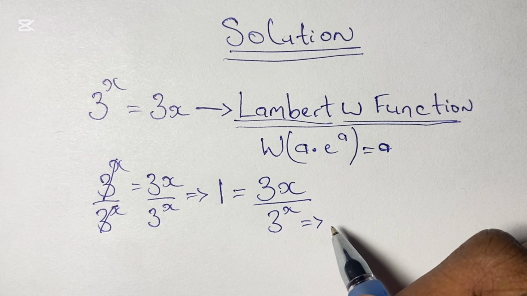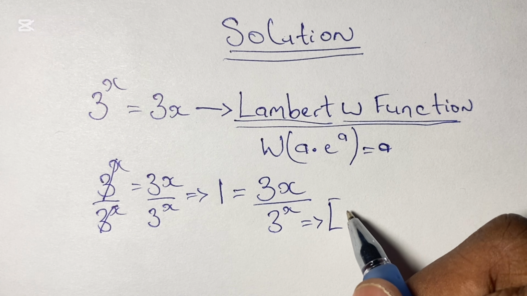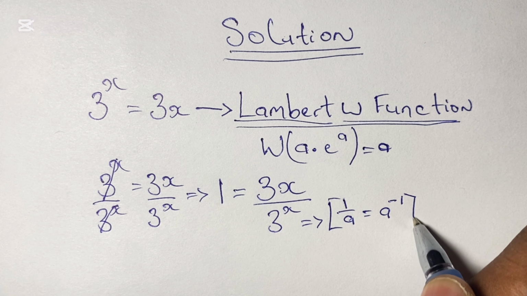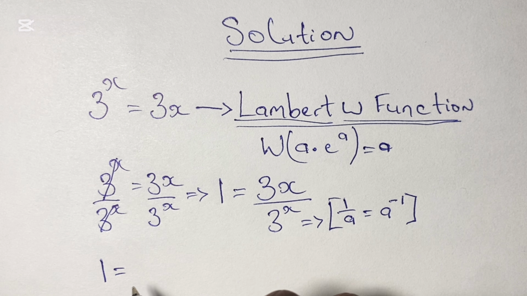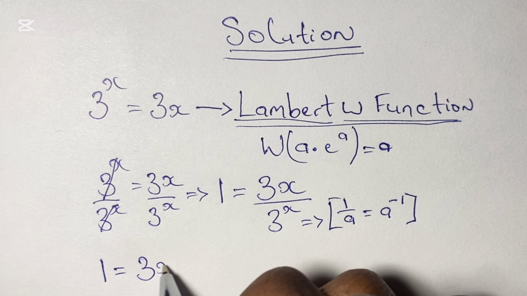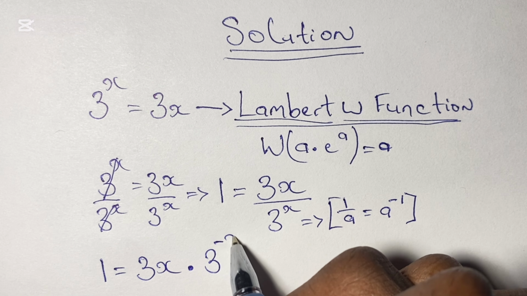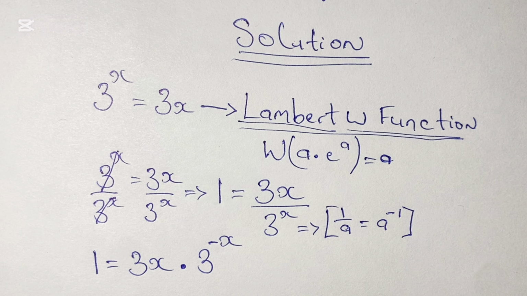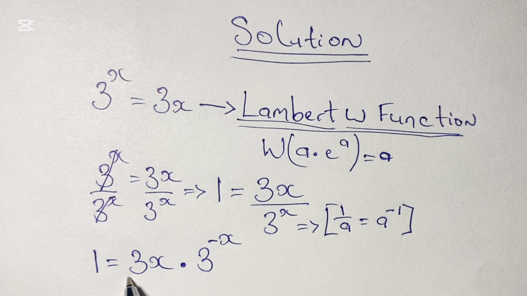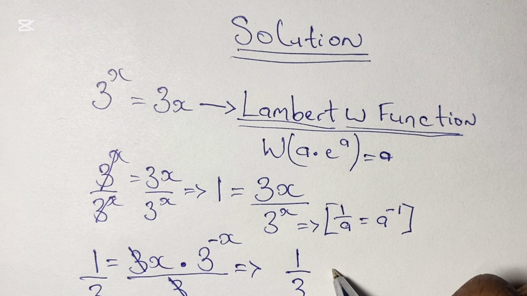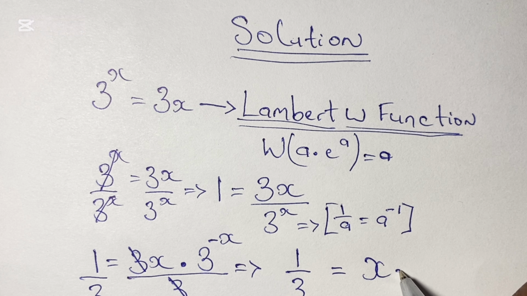And from here we can apply what we call laws of indices, where 1 over a is the same as saying a to the power of negative 1. So we can rewrite our equation in this form: 1 is equal to 3 times x times 3 to the power of negative x. Now from here we continue to simplify our equation by dividing both sides by 3. In doing this we're going to be left with 1/3 is equal to 3x times 3 to the power of negative x over 3. The 3's can be cancelled out, so we're left with 1/3 is equal to x times 3 to the power of negative x.